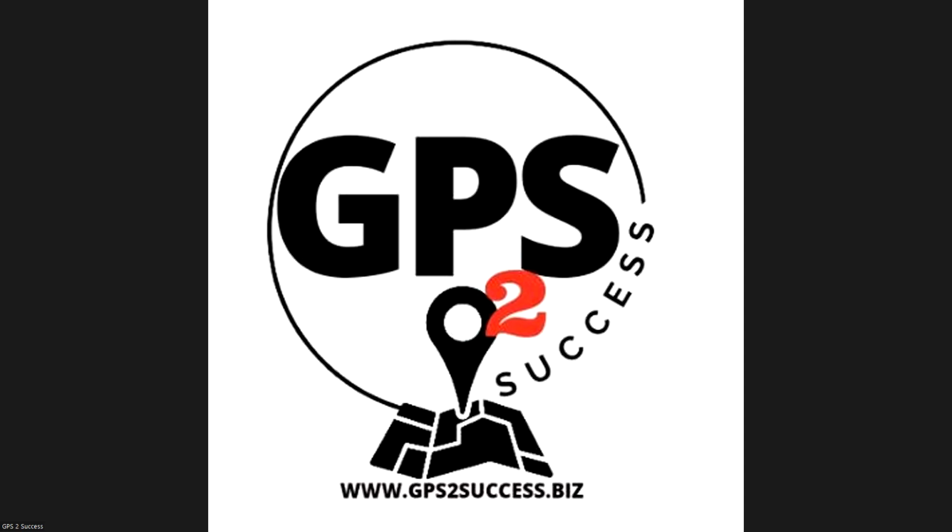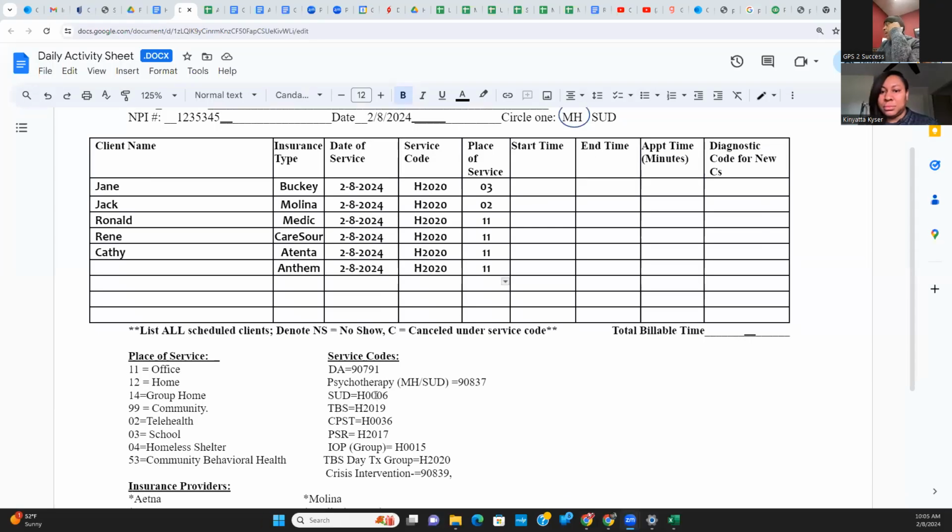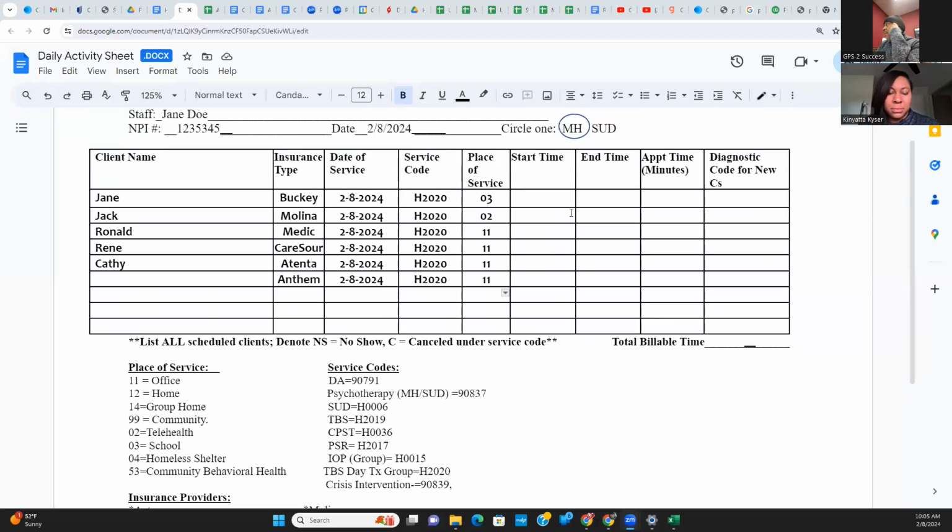Let me pull the screen back up. All right. So we got the places of service, and this is for a group, remember, so everybody would have the same place of service. So if we did it in office, everybody's will be 11. And then you will put the start time for the group. So say the group started at 4:00, we have to keep in mind this H2020 code requires a minimum 2.5 hours. So 2.5.